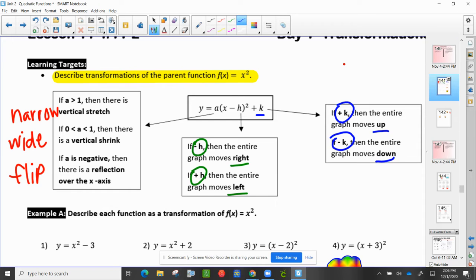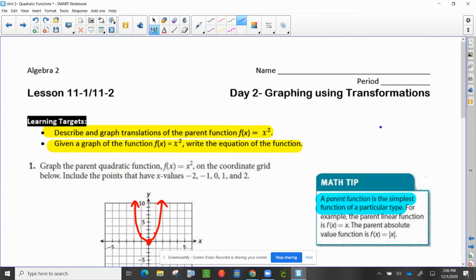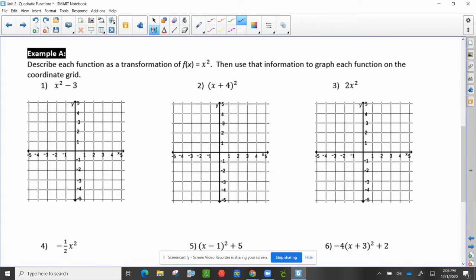Okay. So let's go back to our graphs now and actually do some. Let's look at number 1, where we have x squared minus 3. So that minus 3 is the only thing that's changing my graph. We have one transformation here. And since it's outside the squared part, this is my vertical shift. So this tells me this graph only goes down 3 units.